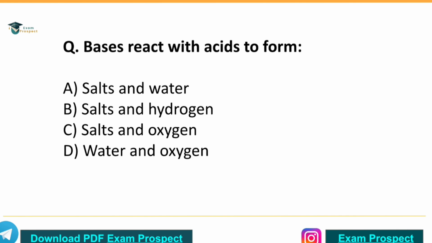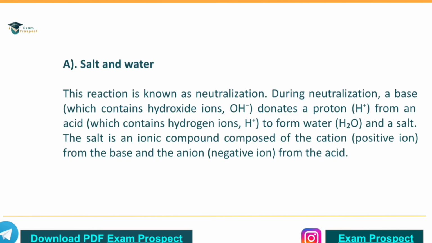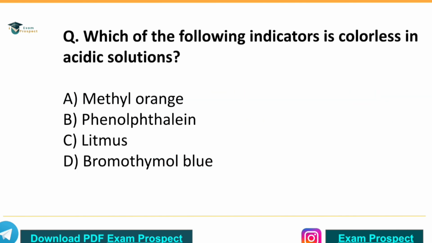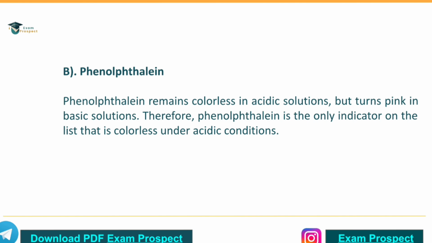Next question, a base reacts with an acid to form? The correct answer is option A, salt and water. Next question, which of the following indicators is colorless in acidic solutions? The correct answer is option B, phenolphthalein. Here, phenolphthalein remains colorless in acidic solutions but turns pink in basic solutions. Therefore, phenolphthalein is the only indicator on the list that is colorless under acidic conditions.